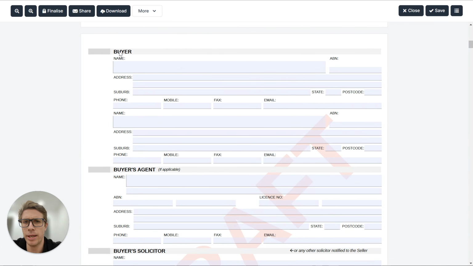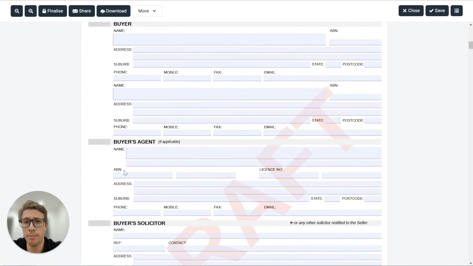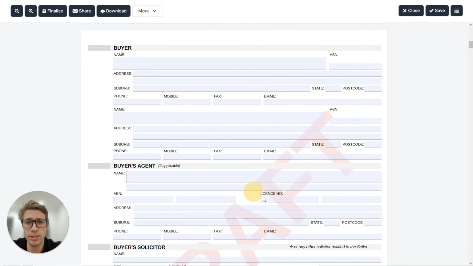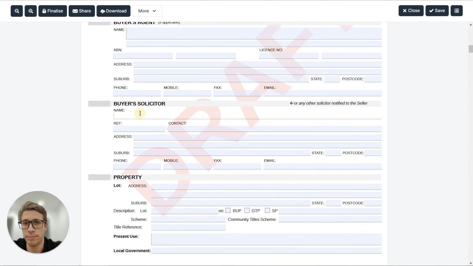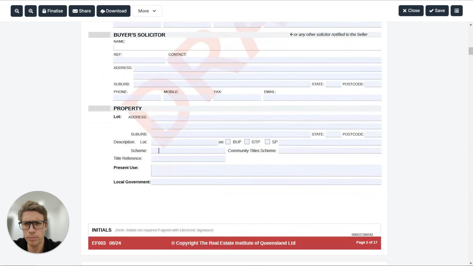So on the next page, we have the buyer and then the buyer's solicitor. So the buyer's agent here, unless the buyer has a buyer's agent, which is very rare, this is going to be left blank. This one here is going to be the buyer's information, and this section here is going to be the buyer's solicitor.